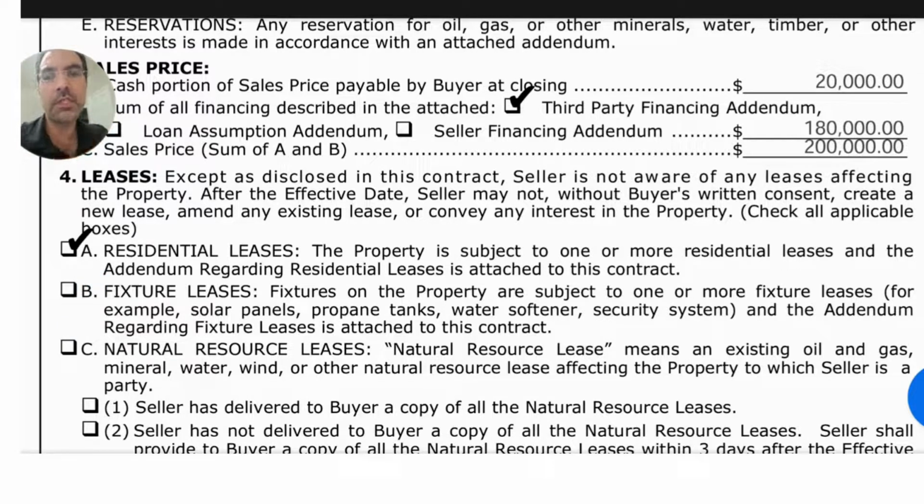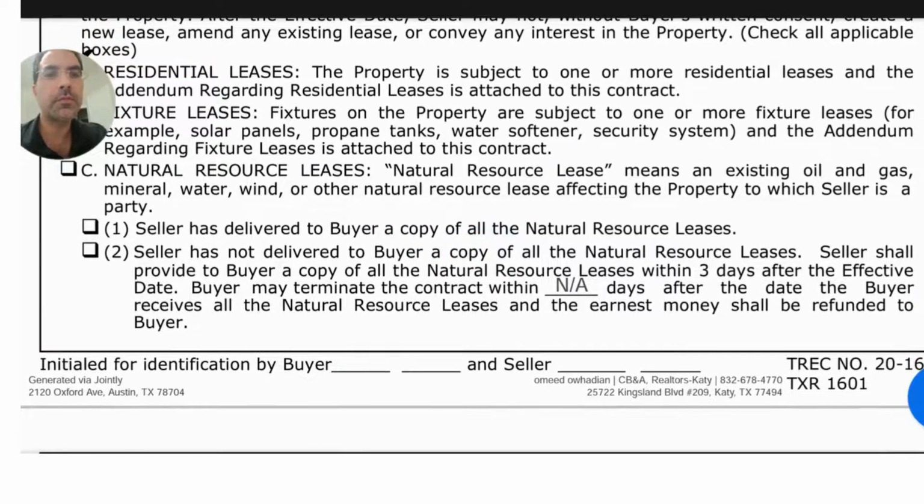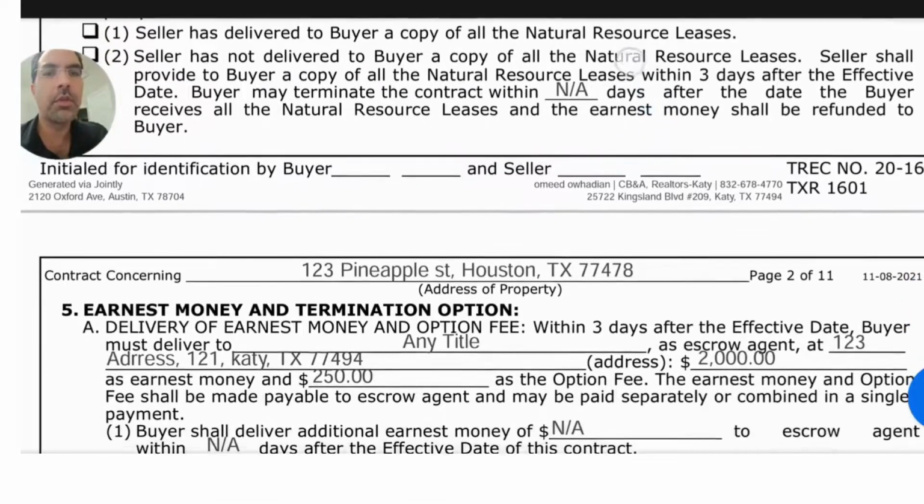A fixture lease is, for example, the solar panels, water softeners, security system, alarm system, anything that has a lease that has to be transferred with the sale of the house. And the new owner would have to take over that lease. Natural resource lease is any oil, gas, mineral rights, or anything like that. If they're drilling on your property, you would check off the natural resource lease. And did you get copies of it, or if you need to get copies later in the contract, and how many days you would need for that to happen.